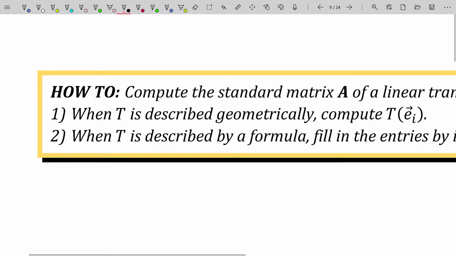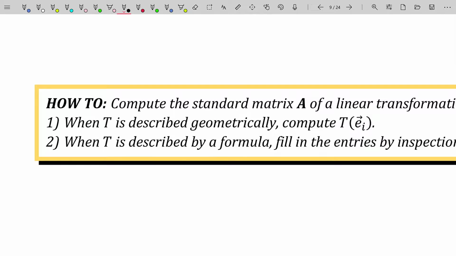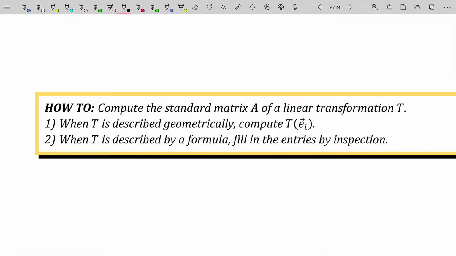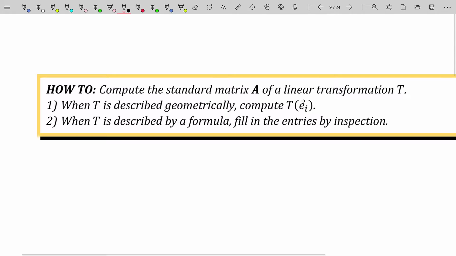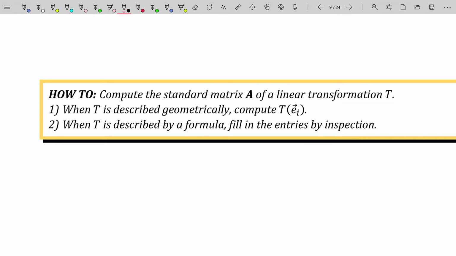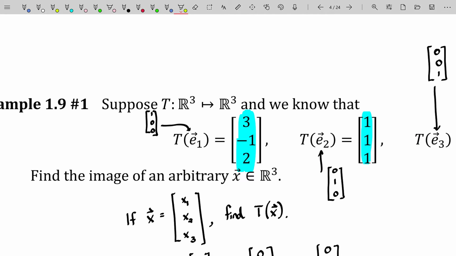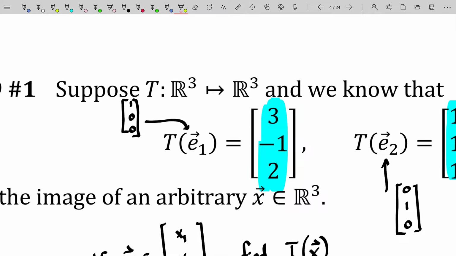If T is described geometrically, well, you can just compute the transformation on e sub 1 or e sub 2 and so on and so forth, just like we did in the previous example. And when T is described by a formula, fill in the entries by inspection. That sounds kind of weird, but that is actually our very first example that we did. Our transformation was described by kind of a formula.